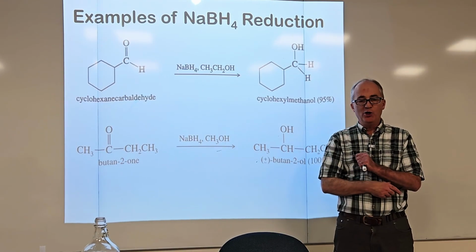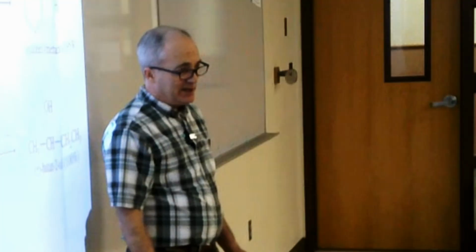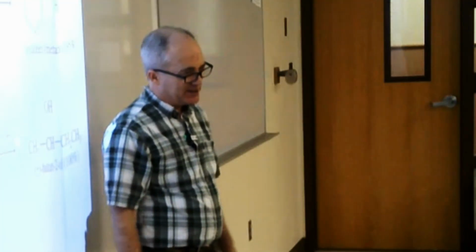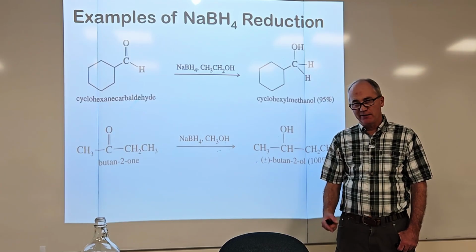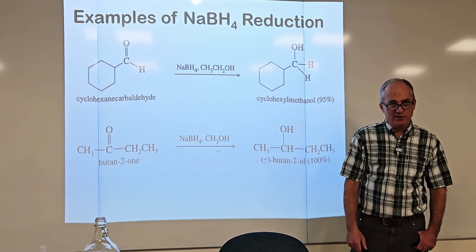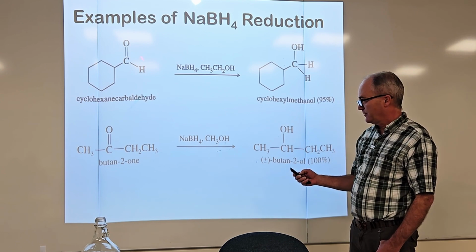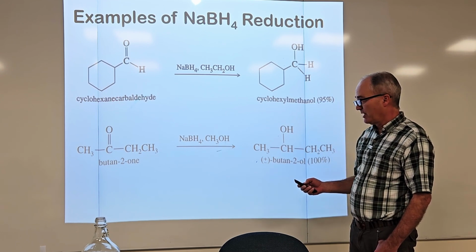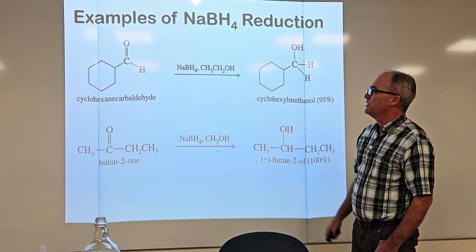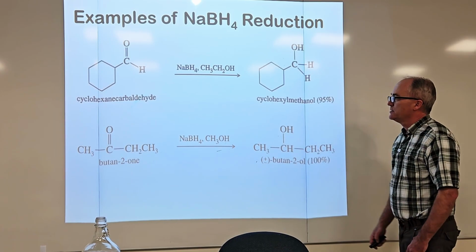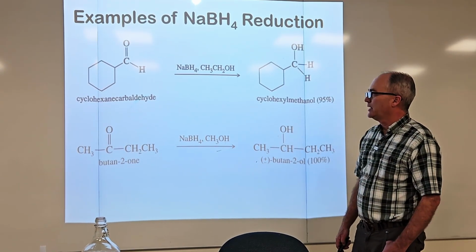So a point of nomenclature: how do you name an aldehyde when it's a substituent? Well, an aldehyde requires that you have a hydrogen on the carbonyl carbon, so if you just have a single group like this, we call that carbaldehyde. So for a cyclohexane ring, we just name this cyclohexanecarbaldehyde.